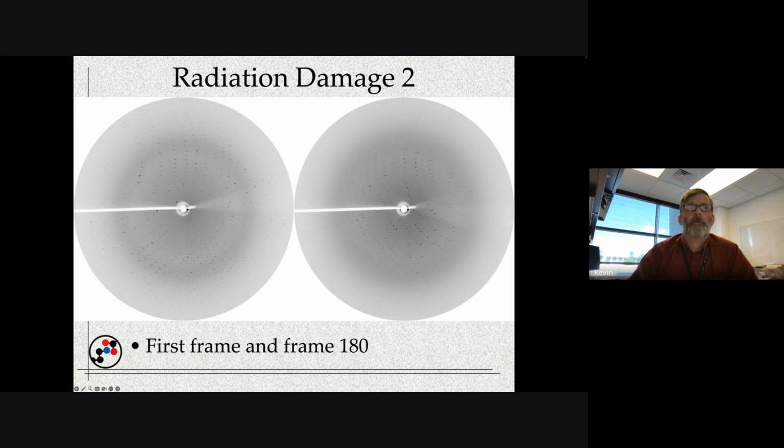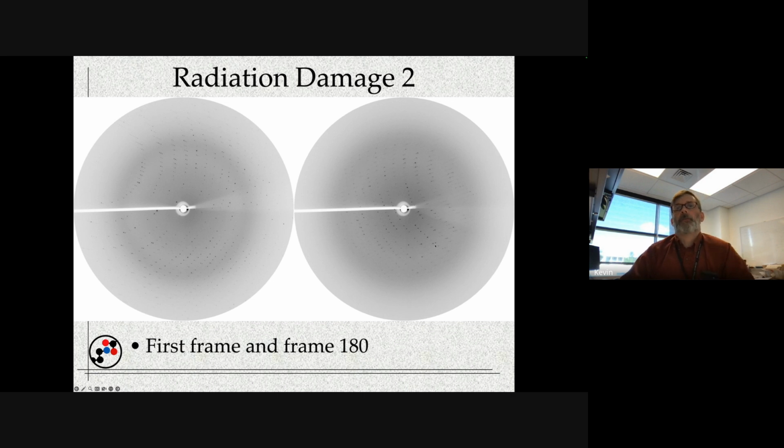So I've got on the left-hand side, this is the first frame. And on the right-hand side, this is frame 180. And you can, I think, fairly clearly see that, in the first frame, we had diffraction all the way out to the edge of the detector. And now we're getting diffraction kind of a little bit just slightly past the water ring. The spots went from being very nice and pinpoint on one side to starting to get a little bit smeary on the other side.